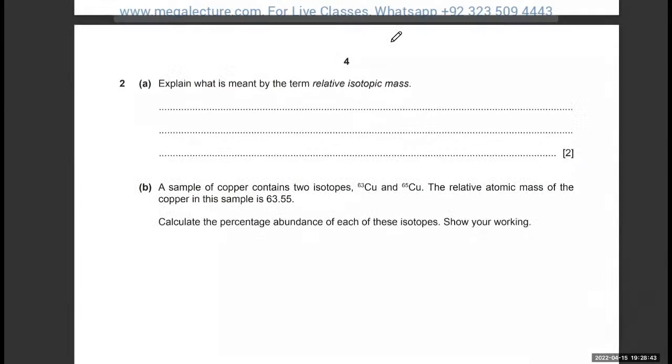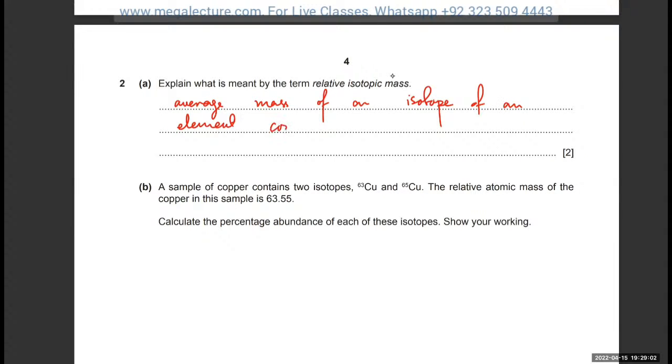As I state what is meant by the relative isotopic mass: it's the average mass of an isotope of an element compared to 1/12 the mass of a carbon-12 atom.